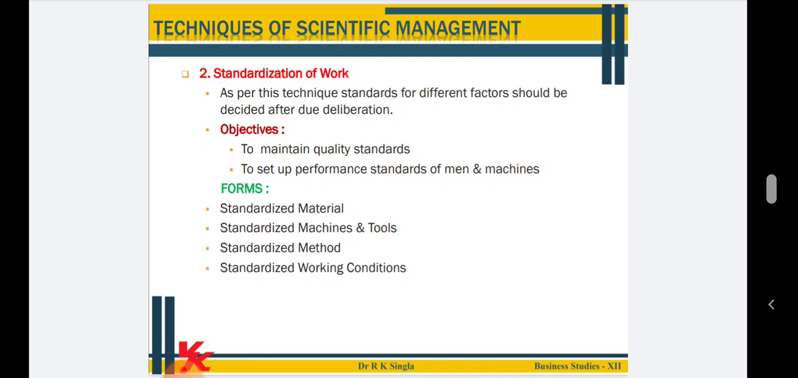Why do we use standardization of work? So that we can set up the performance standard, that is, up to what level the men will perform and up to what level the machines will perform. So basically the standardization of work focuses on standardized material, standardized machines and tools, standardized method of doing the work, and standardized working conditions where the workers have to work. So this is the second technique, that is standardization, that there should be standardization of each and everything, whether it is men or material.